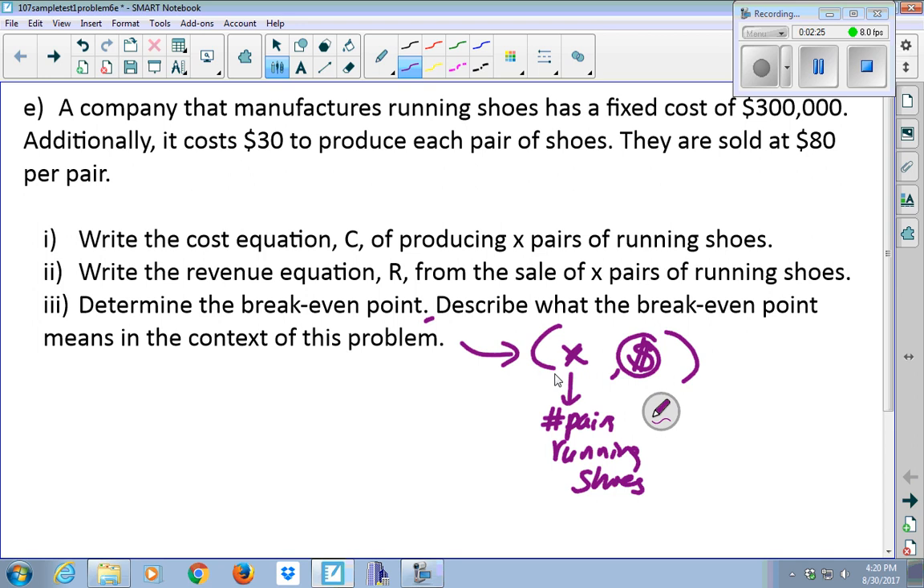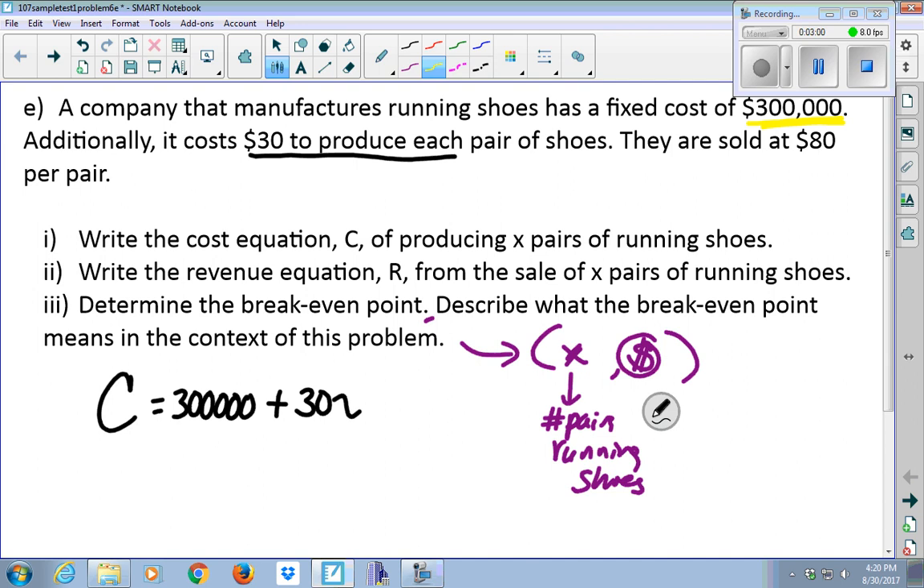Part 1 says, find the cost equation. Well, let's go back up and highlight what parts of this particular problem deal with cost. So right here we have a fixed cost of $300,000. So that's where we're going to start, because regardless of whether we ever make one pair of running shoes, my company has put out $300,000. Additionally, it costs $30 to produce each pair of those shoes. So that's your variable cost, $30 per pair of shoes times the number of shoes, which is represented by x.